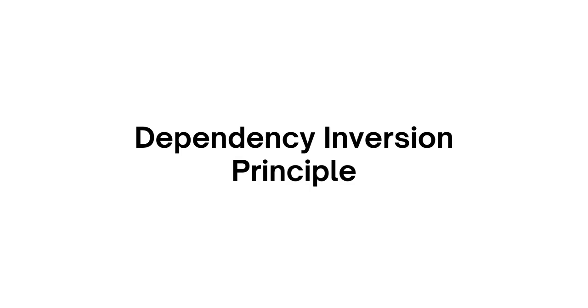Finally, the dependency inversion principle. This principle states that dependencies should be inverted. This means that code should depend on abstractions, not concrete implementations. This helps ensure that code is loosely coupled and can be easily modified and extended when needed.